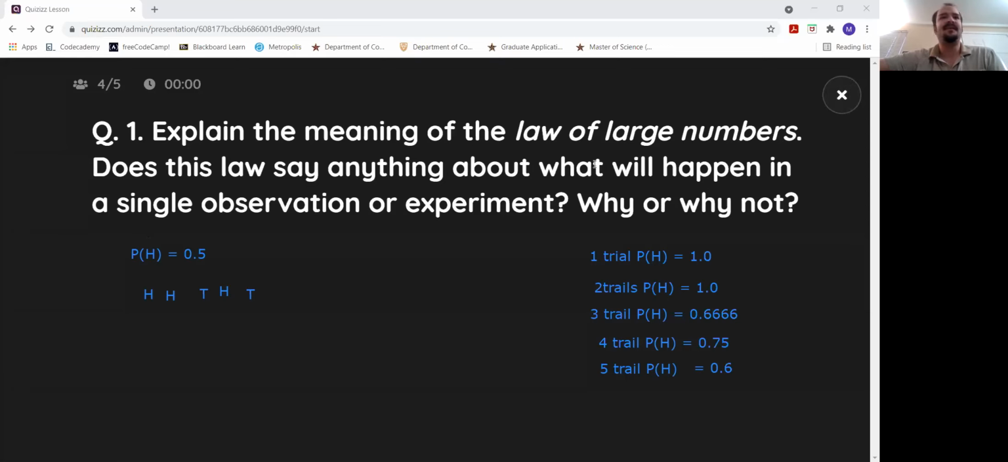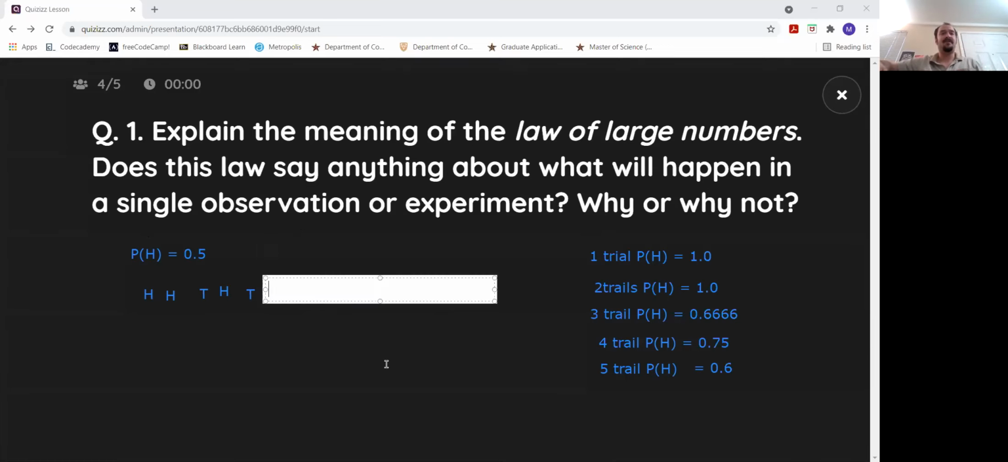And so what does it say about what will happen in a single observation? In single observations, anything can kind of happen. We can get heads or tails. It's going to be 50% heads or tails either way. So it doesn't say anything about what happens in any single observation, other than if they're independent trials, then they're going to be the same probability over and over again. But we can get runs of tails, right? We can get tails, tails, tails, tails. And the probability of the next one, ooh, what happened?